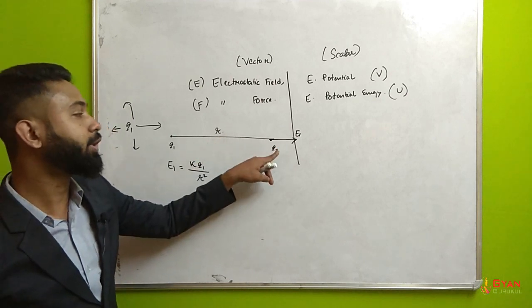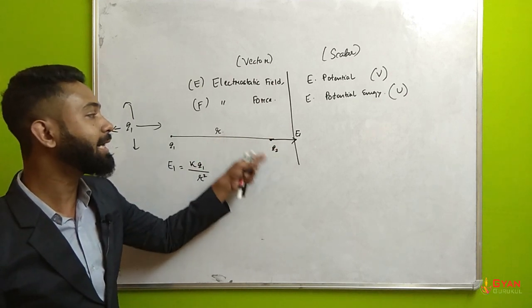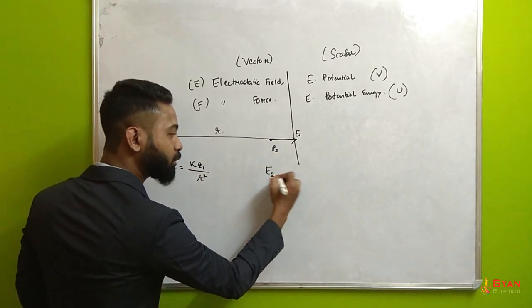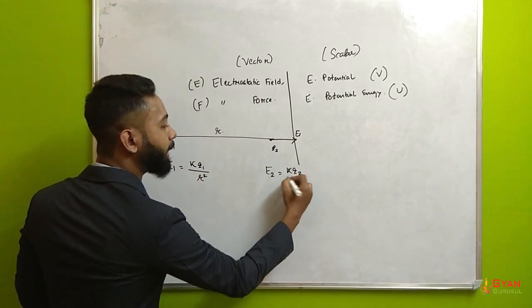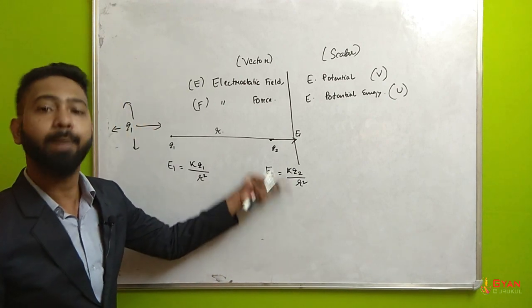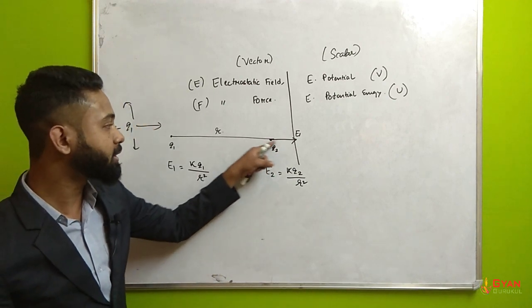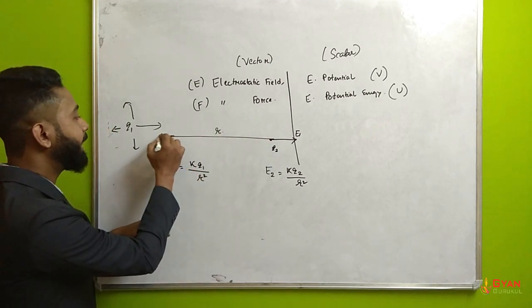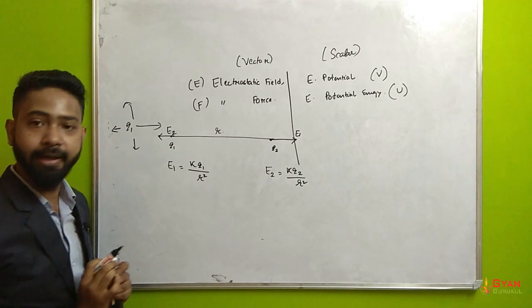Now the same goes for Q2. Now if I have to write the electric field due to Q2 at the point Q1, first of all the formula will be K Q2 by R squared. So with the formula we only get the magnitude. Again, what about the direction? Since Q2 is a positive charge, the direction at this point due to the Q2 charge will be this side. So this is the direction for E2.